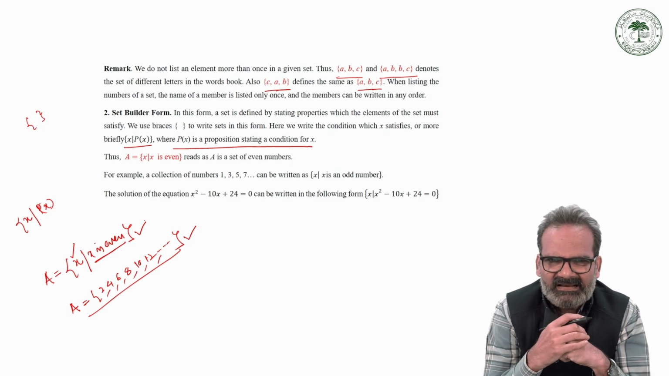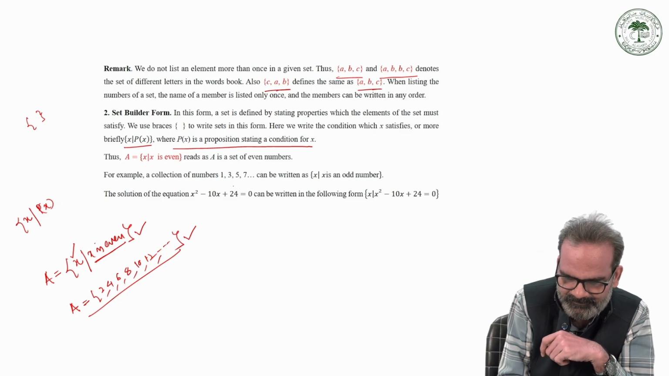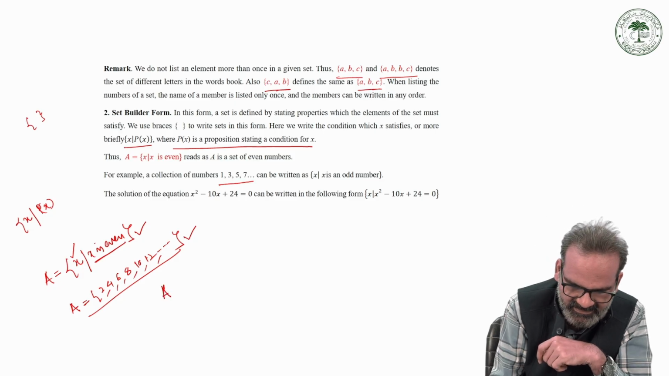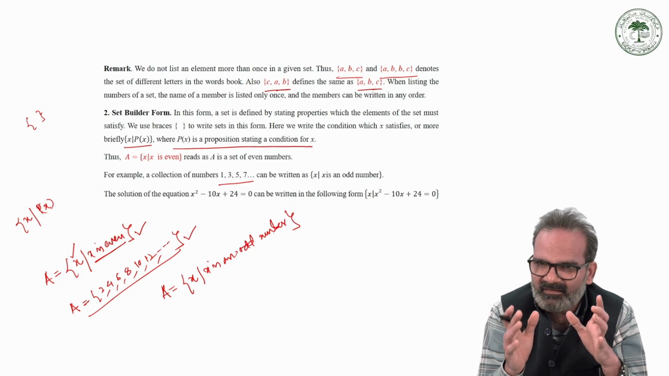Another example: a collection of numbers 1, 3, 5, 7. See this one, 1, 3, 5, 7. All these numbers are odd. So we can write the set A = {x | x is an odd number}, right? It means the set A is the collection of all odd numbers.